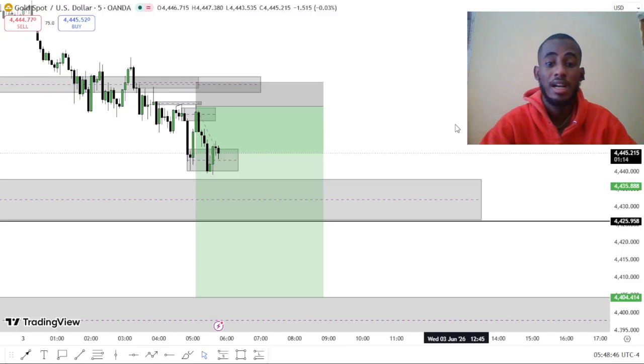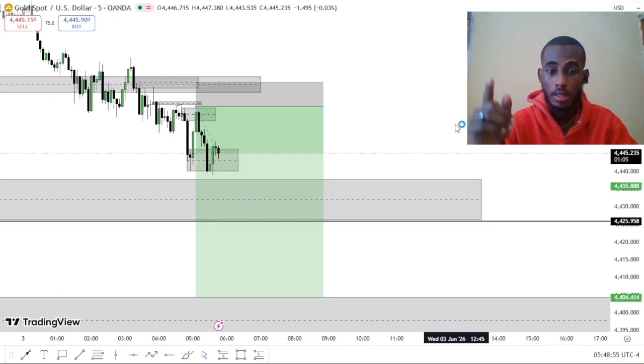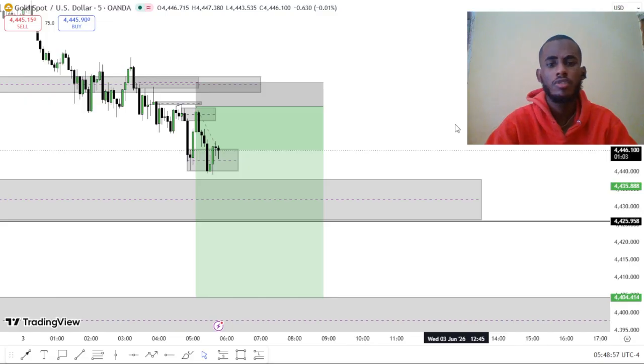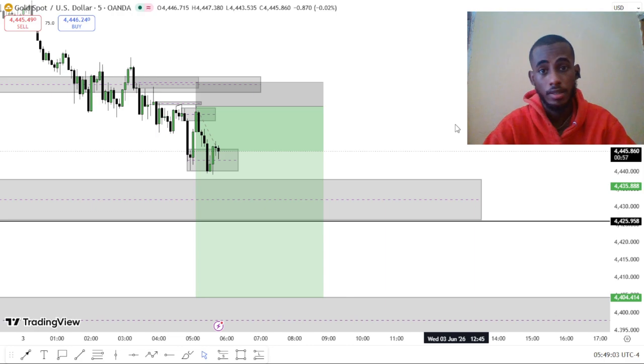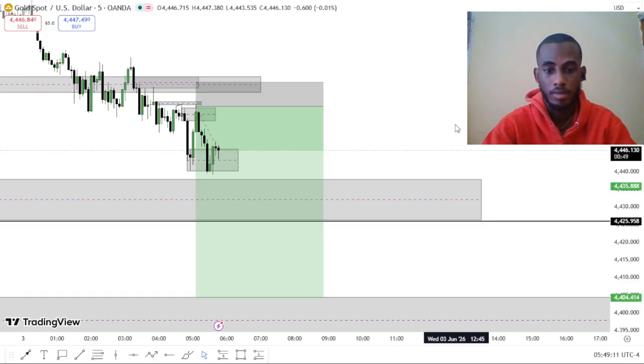Protecting capital comes before making money. See, protecting the capital comes before making money, because if your capital survives, opportunities will always come. If you lose today, then tomorrow is also another day. Every day is an opportunity, right? But if your account is gone, the opportunities don't matter anymore.